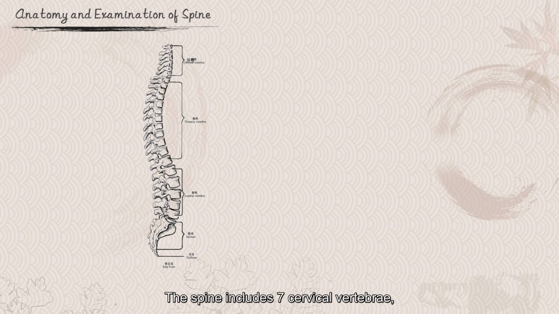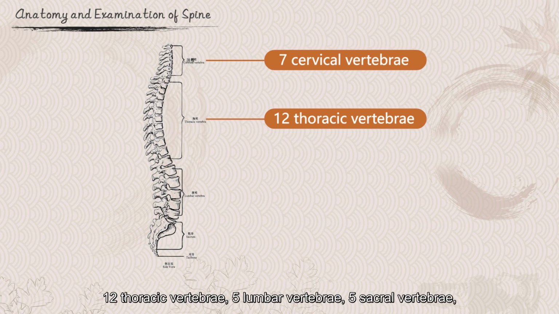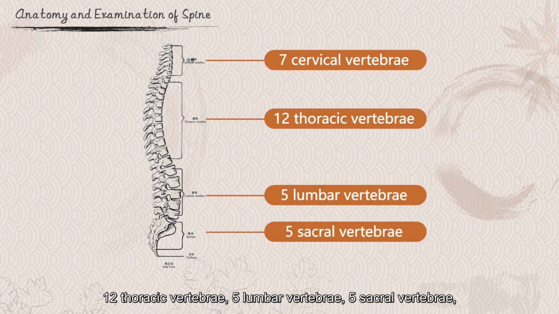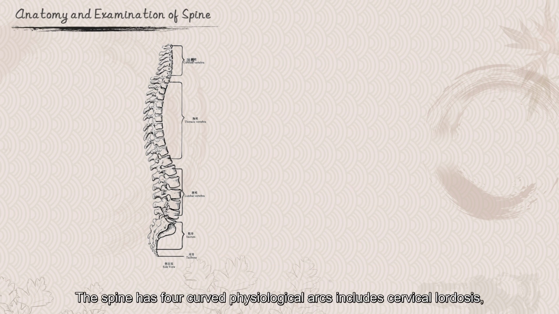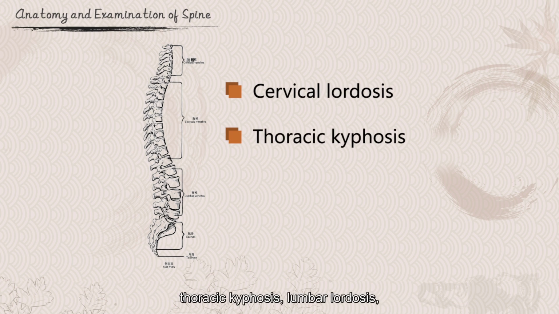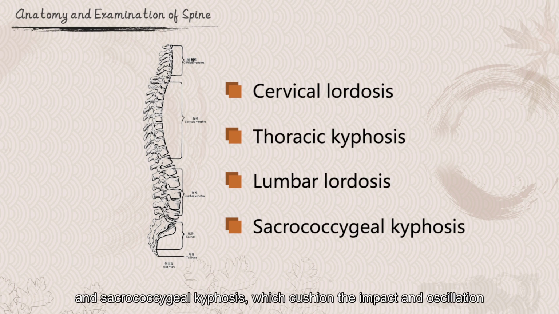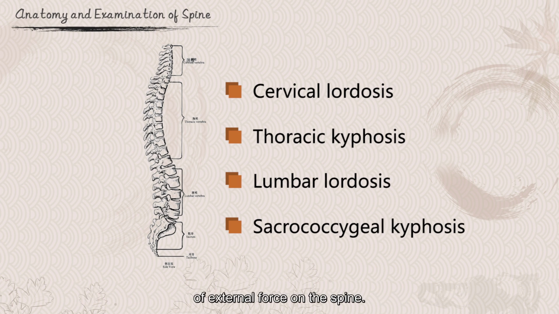The spine includes 7 cervical vertebrae, 12 thoracic vertebrae, 5 lumbar vertebrae, 5 sacral vertebrae, and 4 to 5 caudal vertebrae. The spine has 4 curved physiological arcs, including cervical lordosis, thoracic kyphosis, lumbar lordosis, and sacral coccygeal kyphosis, which cushion the impact and oscillation of external force on the spine.